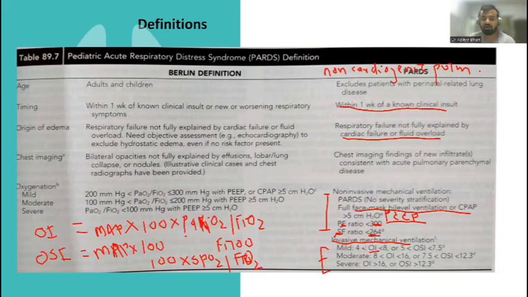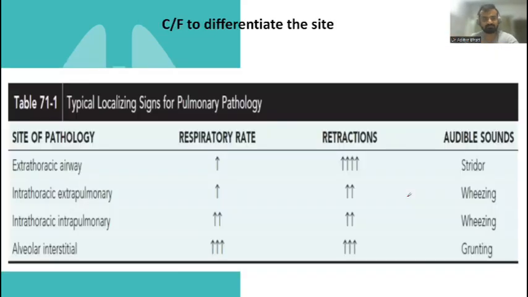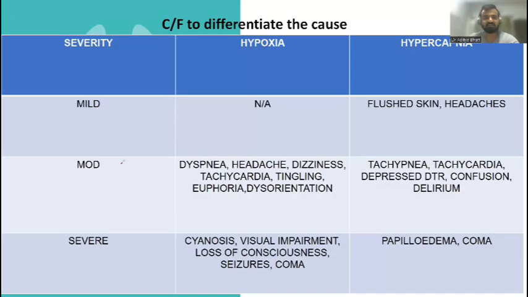So if the value of oxygenation index is more than 4 and less than 8, then it is mild. Moderate is 8 to 16 and severe is more than 16. So this is how you have to quantify the patient's severity. So in patients of ARDS, you can calculate PF ratio or SF ratio or OI or OSI, and then you can grade the patient according to the severity of ARDS.